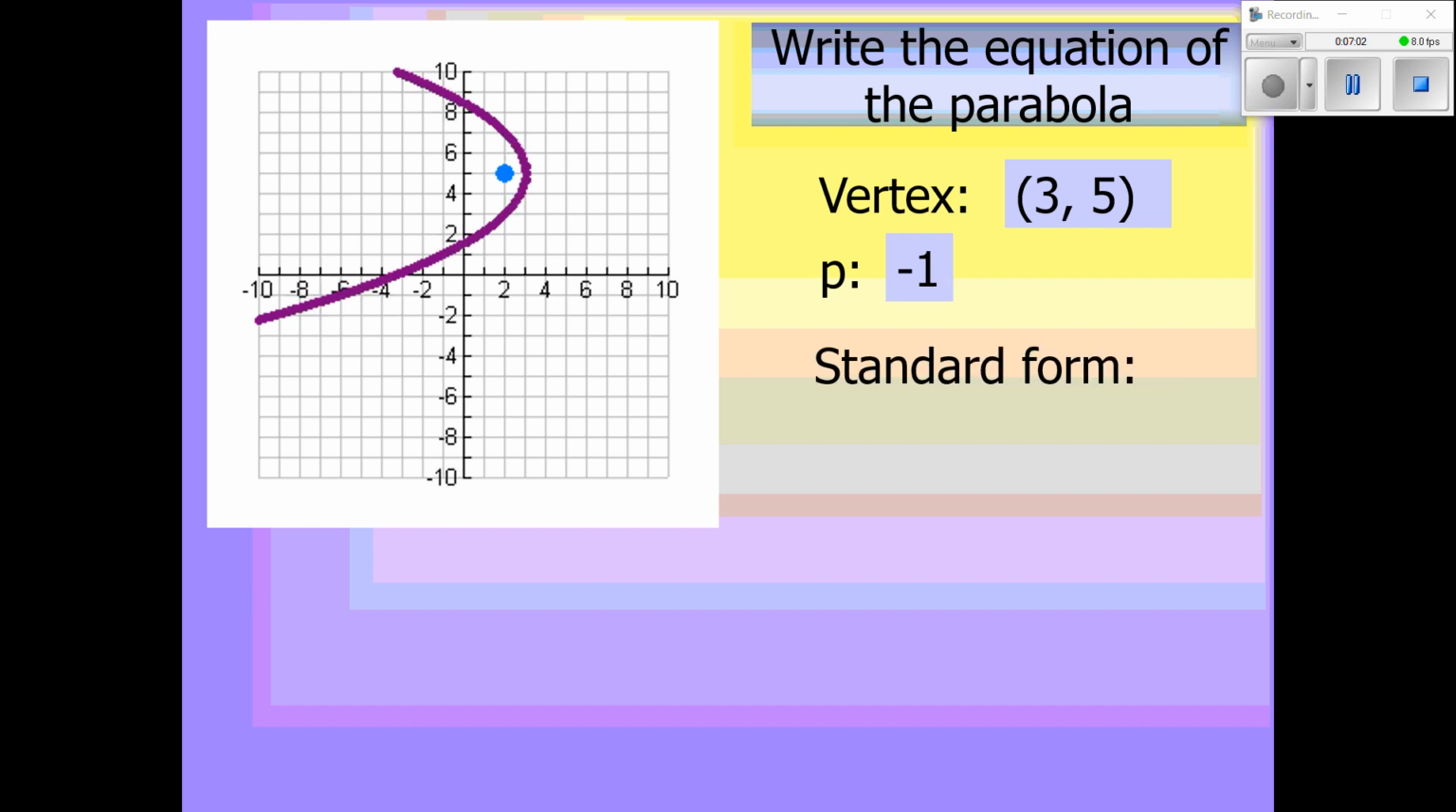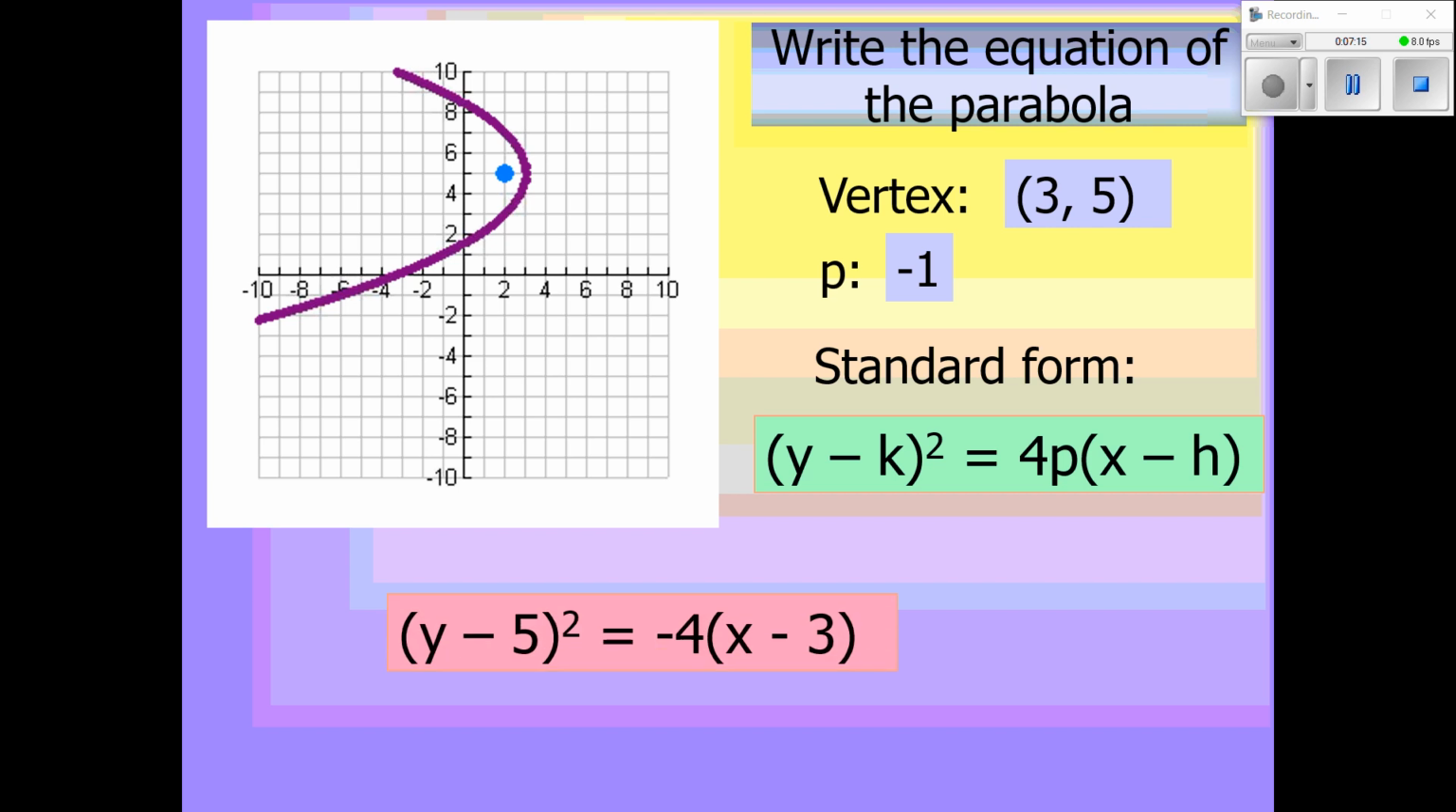Yep. Standard form for this one, this is where the y's will come first since this is opening to the left. So then if I just plug those two things in, really this is all you need: you need the vertex and you need the p-value. So after I do that, I get (y - 5)² = -4 times (x - 3).